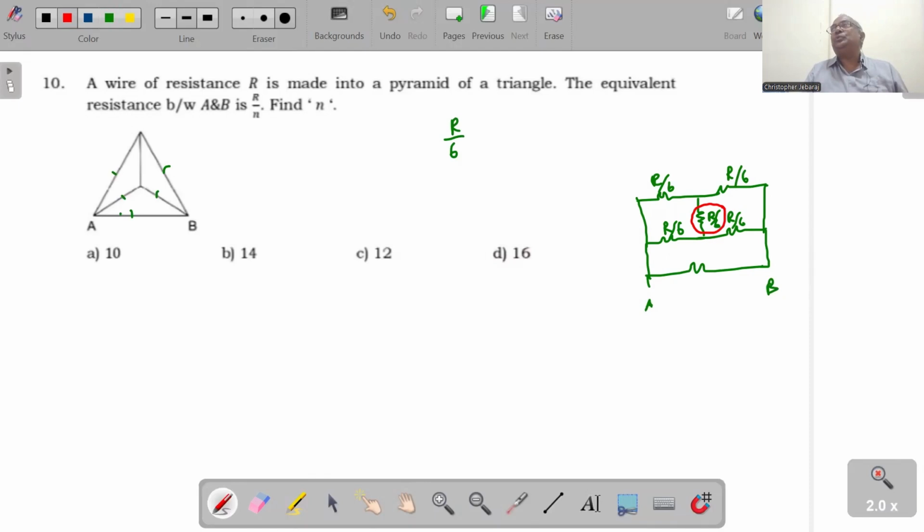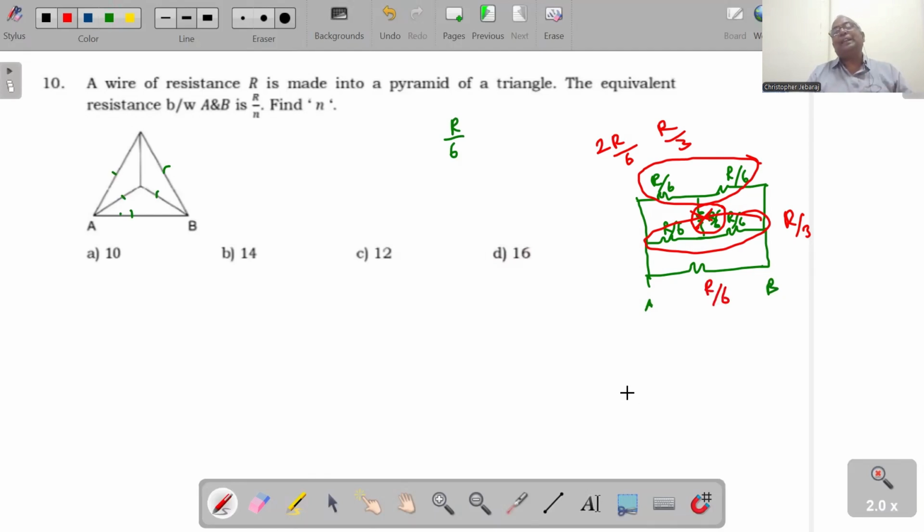But this resistance is a Wheatstone network condition. When the current passes through it, it is a balanced condition, so the current won't flow through this one. Even though it is there, it won't affect the flow of current, so we need not consider this resistance. Now this R/6 and R/6 are in series, so we add them: R/6 plus R/6 is 2R/6, which is R/3. Similarly, the other side is R/6 plus R/6, which is R/3, and this one is R/6.